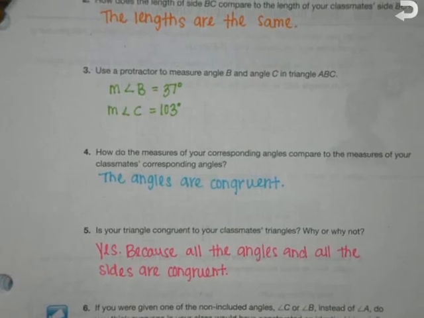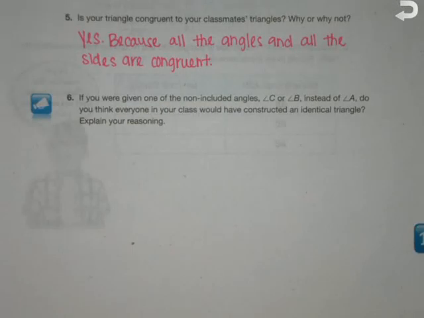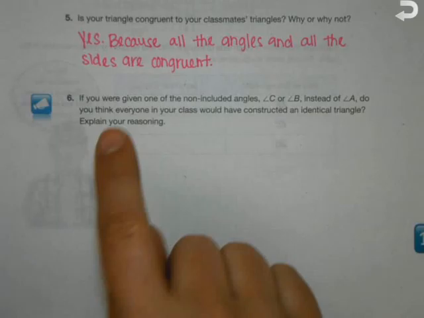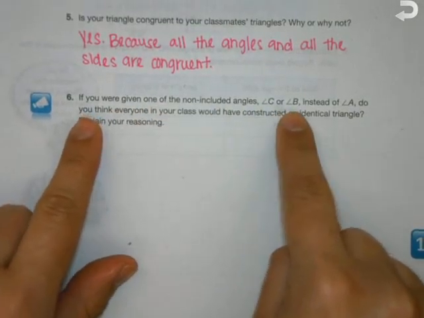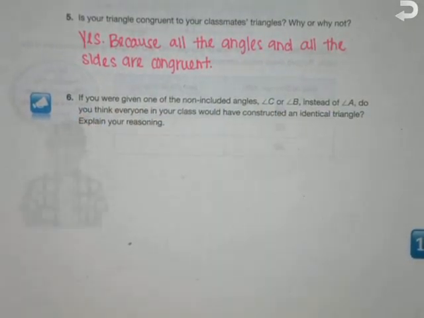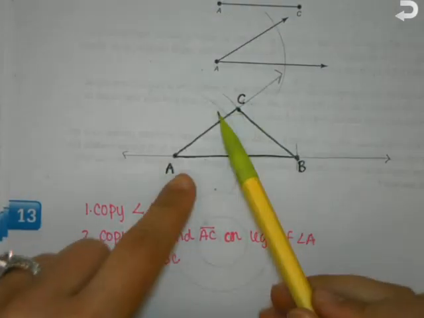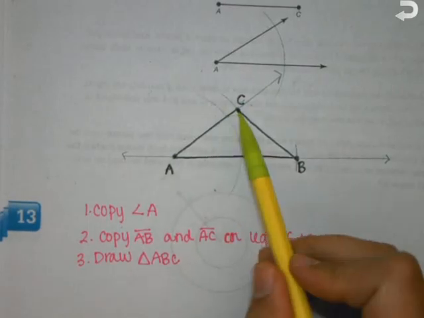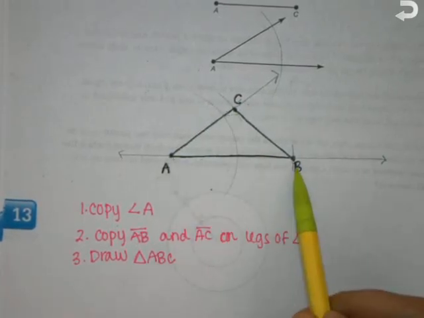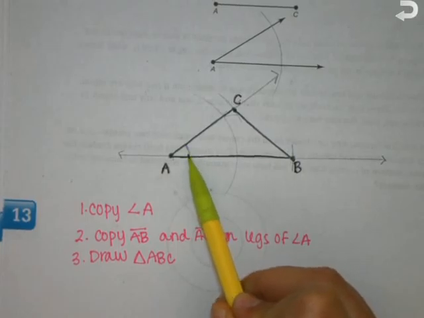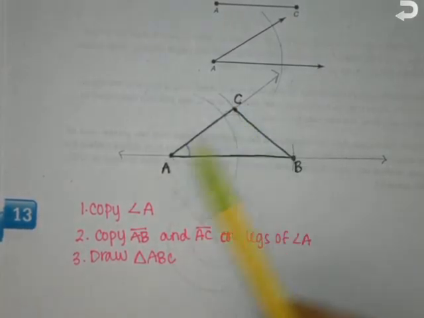So my next question to you guys is this. What if I gave you one of the non-included angles instead of angle A? Do you think everyone would have constructed an identical triangle? So, if I gave you, instead of angle A, angle C or angle B, but I still made you do AB and AC. The included angle in this triangle, since we are given AC and we are given AB, is A. Does that make sense? It's the angle that's made by AC and AB, so the included angle is the one that's in the middle.